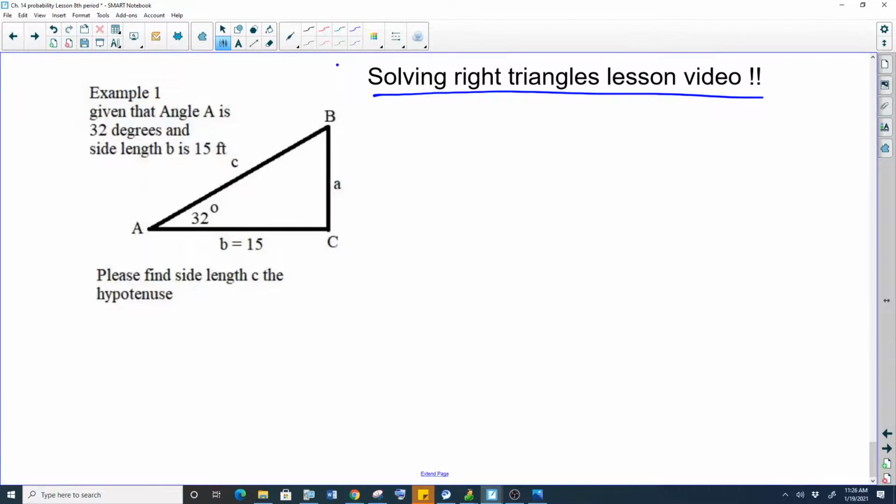Okay, so solving right triangles, SOHCAHTOA. Using SOHCAHTOA to help us. So sine is opposite over hypotenuse. Remember that. So basically the first step you want to do is identify your triangle, right?